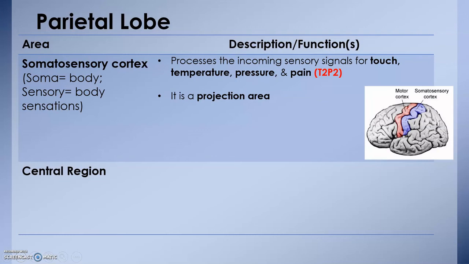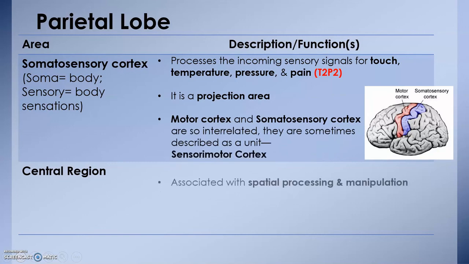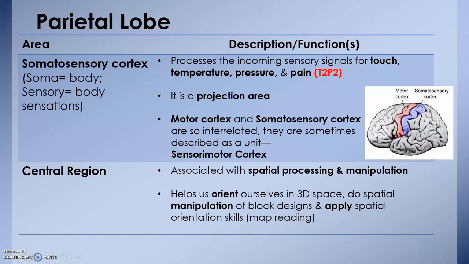Now, despite certain differences, the motor cortex that we discussed as part of the frontal lobe and the somatosensory cortex of the parietal lobe are so connected, so interrelated and work together that they are sometimes called the sensory motor cortex. Now, coming to the central region of the parietal lobe, it is associated with spatial processing and manipulation. This is the region that helps us orient ourselves in 3D space, to do spatial manipulation of block design, and to apply spatial orientation skills like reading a map.